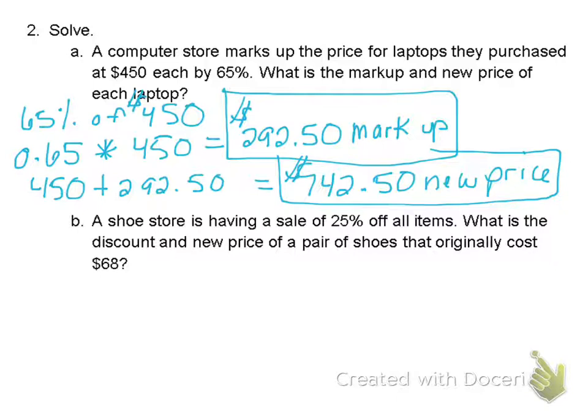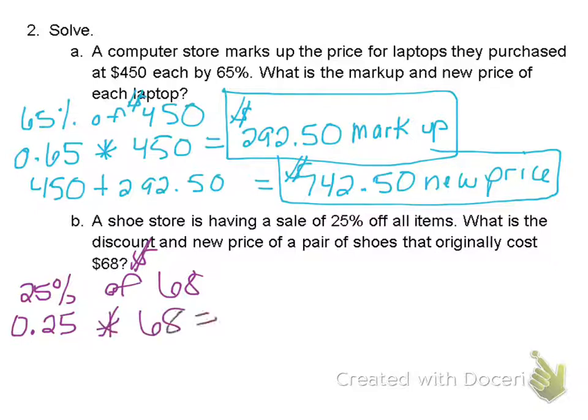Okay, and then the next example, this time we're talking about a sale. Much better than a markup. So a shoe store is having a 25% off all items. What is the discount and the new price of a new pair of shoes that was originally $68? So first thing we need to do is find out what 25% of the $68 is. So we convert this to 0.25, of to multiply, and then 68, and that equals 17. So that's a $17 discount. It's a great discount.